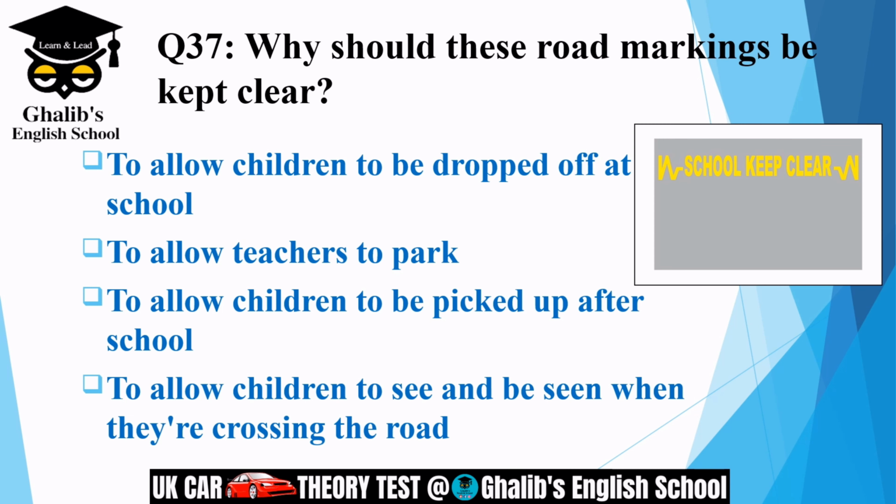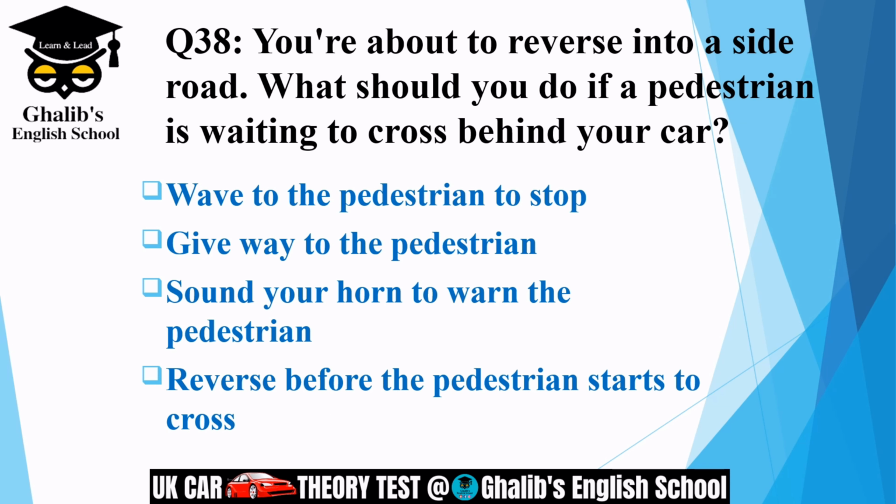Question 37. Why should these road markings be kept clear? To allow children to be dropped off at school, to allow teachers to park, to allow children to be picked up after school, to allow children to see and be seen when they are crossing the road. So outside school we have these markings for the safety of kids. So the correct option is to allow children to see and be seen when they are crossing the road.